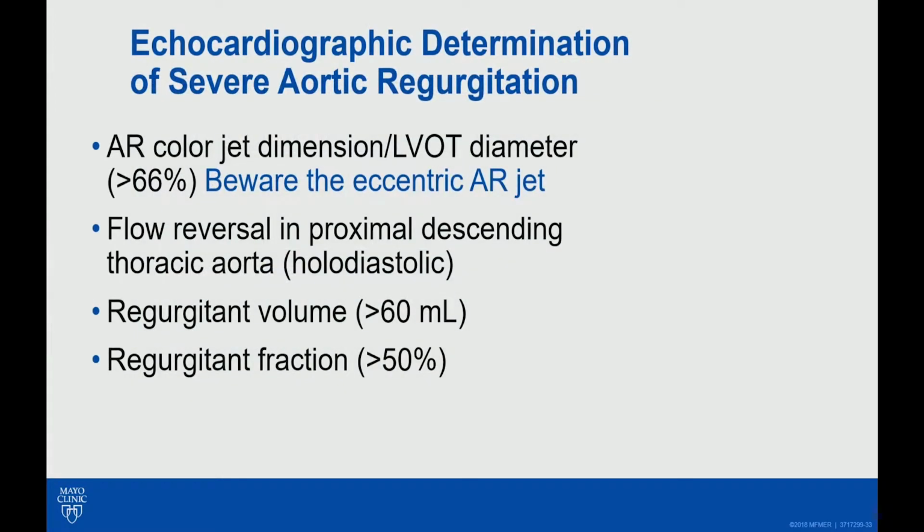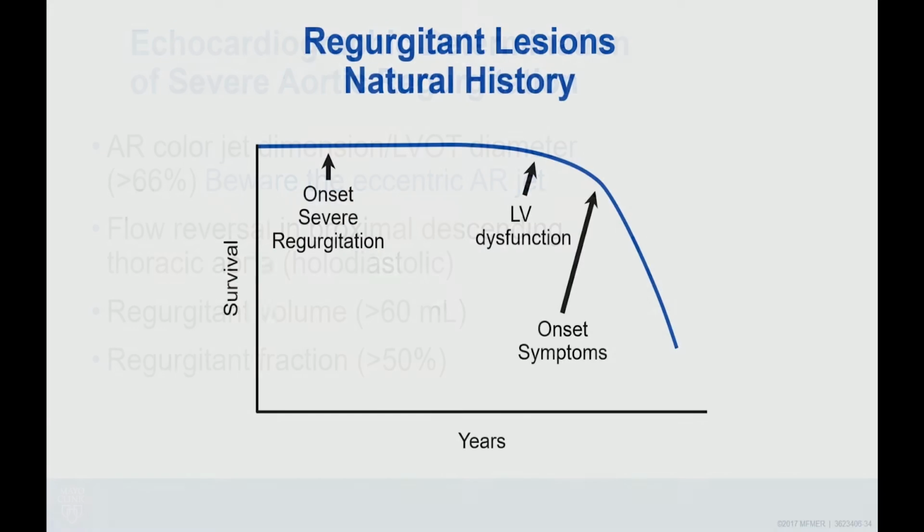Beware of just comparing LV or AR jet area to LVOT jet areas. Those things are just fraught with errors in tracing these signals and getting eccentric jets that are cutting across. So be really careful about that. And again, look at the flow reversals in the thoracic aorta.